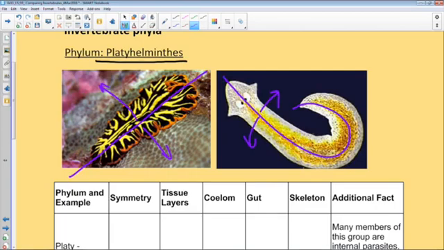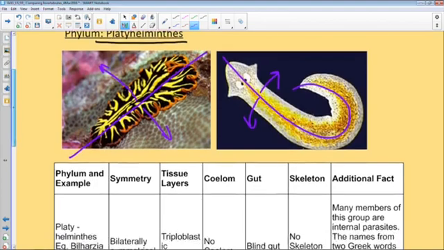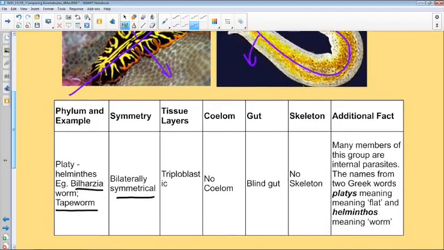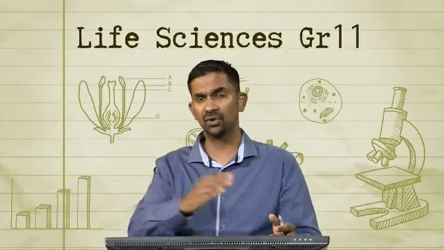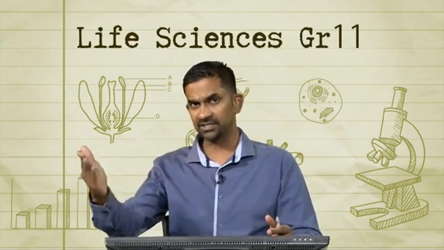So again, we see a form of specialization which we see being carried through to the next phyla. So the first was asymmetrical. The second phylum that we looked at previous to this was radially symmetrical, and now we're seeing the development of organisms becoming bilaterally symmetrical. And notice, this is going to be a feature that carries on into the next phyla.